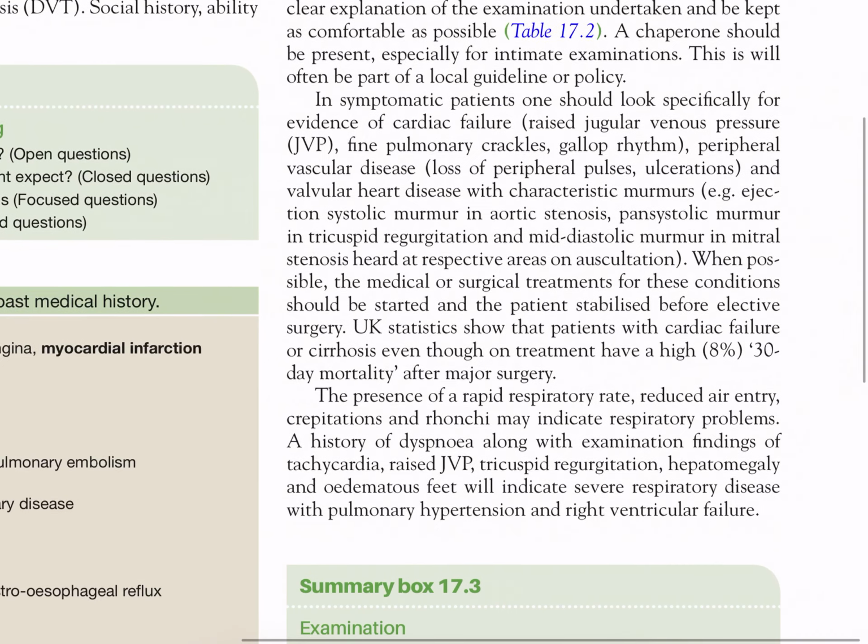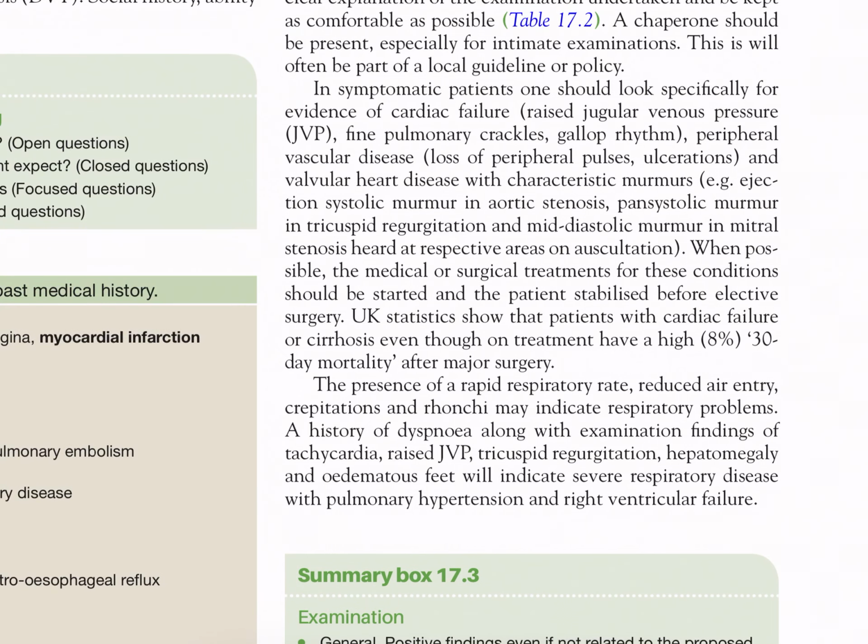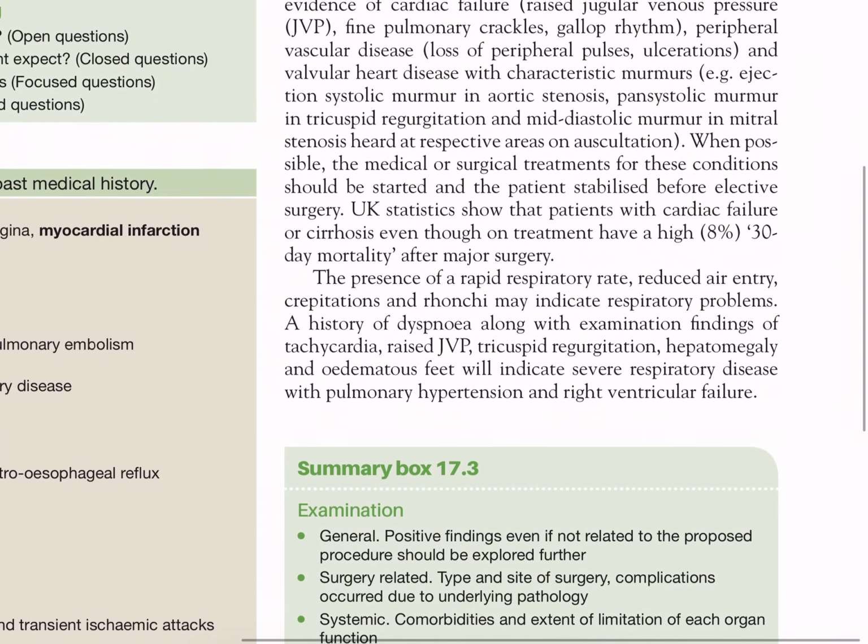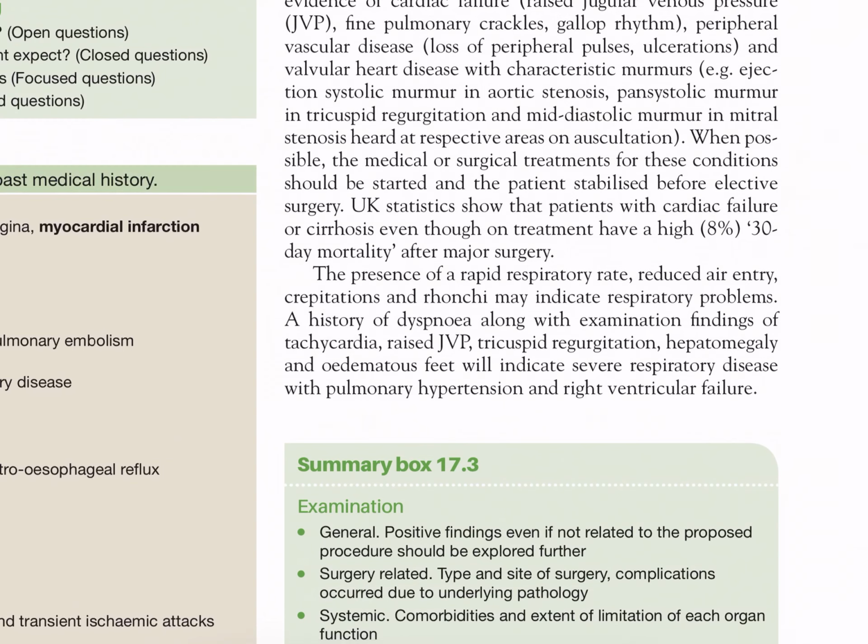United Kingdom statistics show that patients with cardiac failure or cirrhosis, even though on treatment, have a high 8% 30-day mortality after surgery. The presence of a rapid respiratory rate, reduced air entry, crepitations, and rhonchi indicate respiratory problems. A history of dyspnea along with examination findings of tachycardia, raised JVP, tricuspid regurgitation, hepatomegaly, and edematous feet will indicate severe respiratory disease with pulmonary hypertension and right ventricular failure.